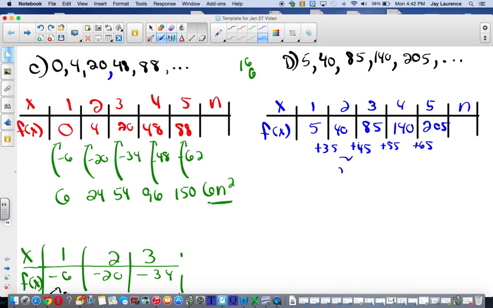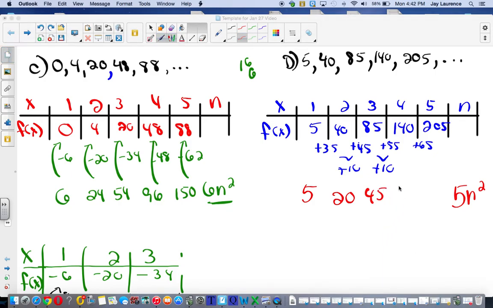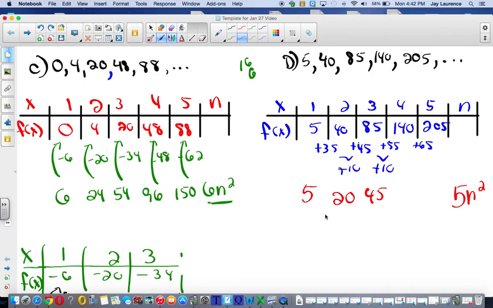And that means the second differences are all plus 10, which means this is going to be something like 5n squared. So I'm going to square 1 and multiply by 5. I'm going to square 2 and get 4 times 5 is 20. 9 times 5 is 45. And 16 times 5 should be 80, right?